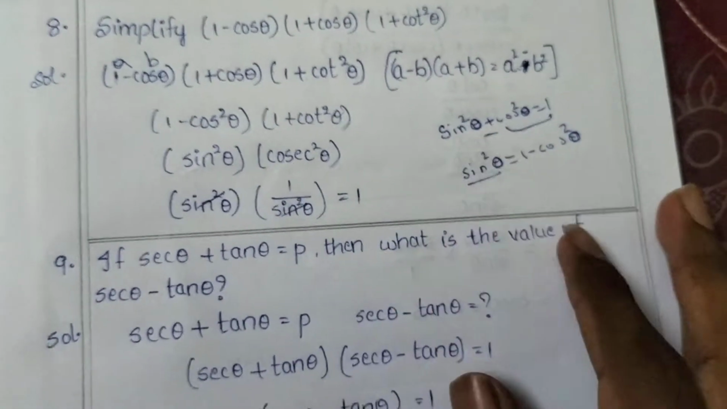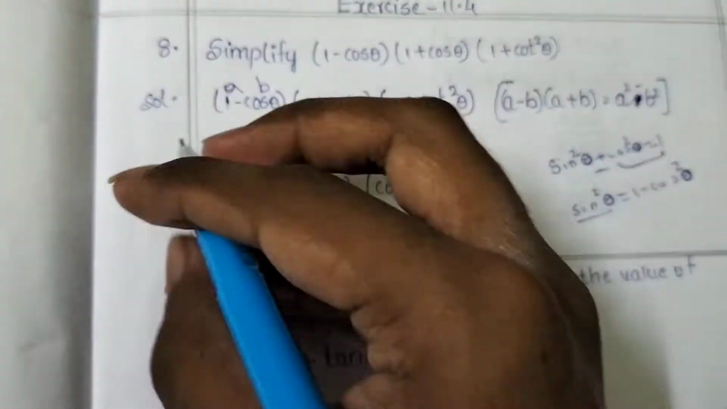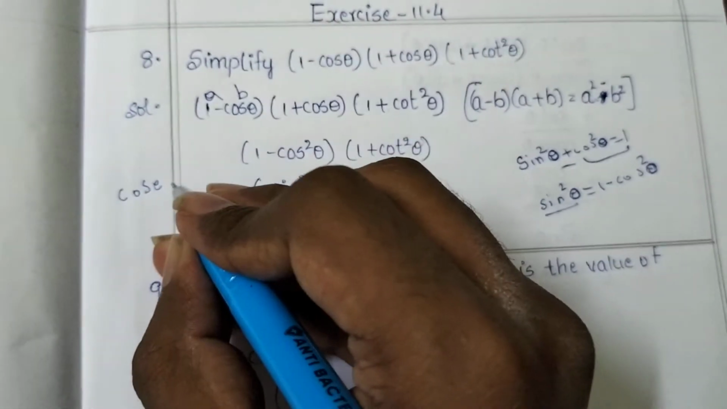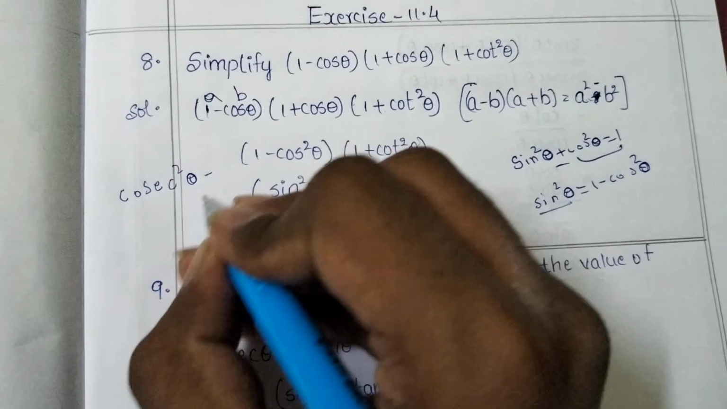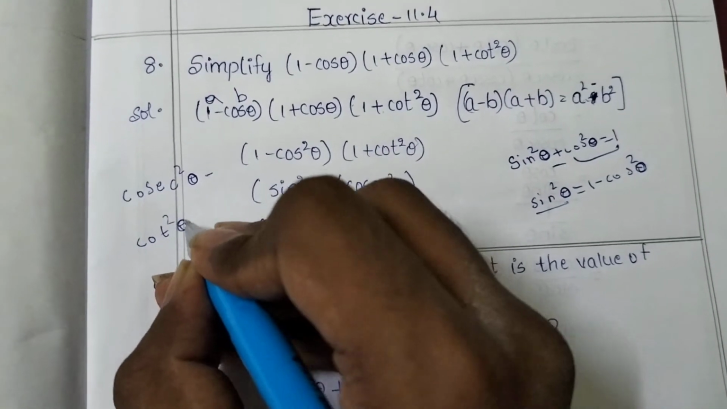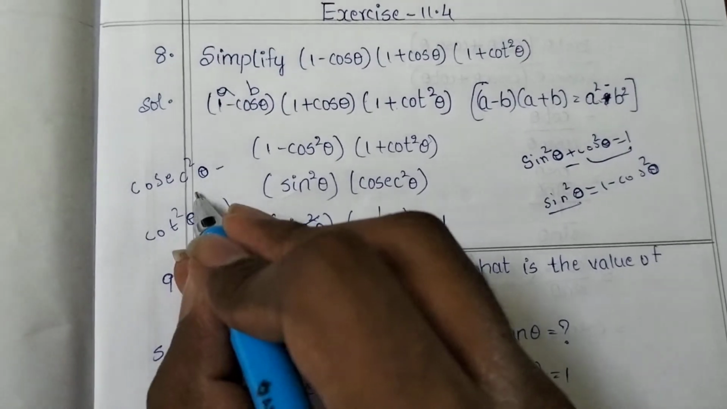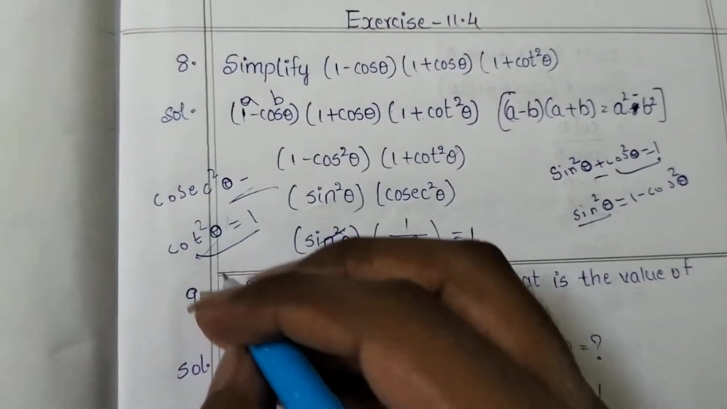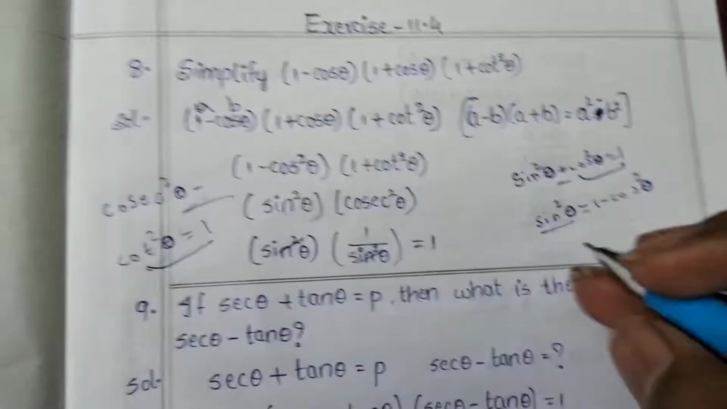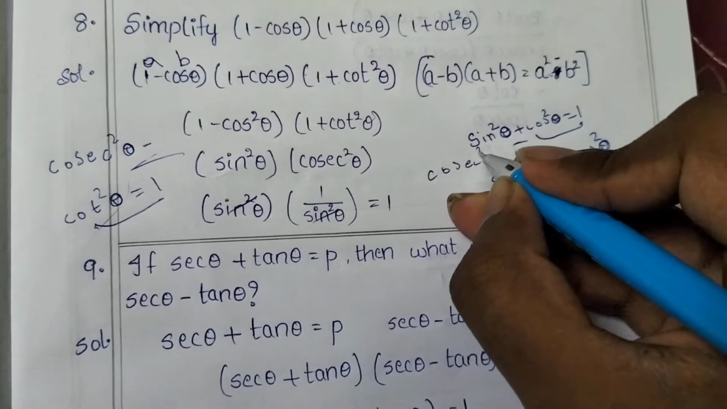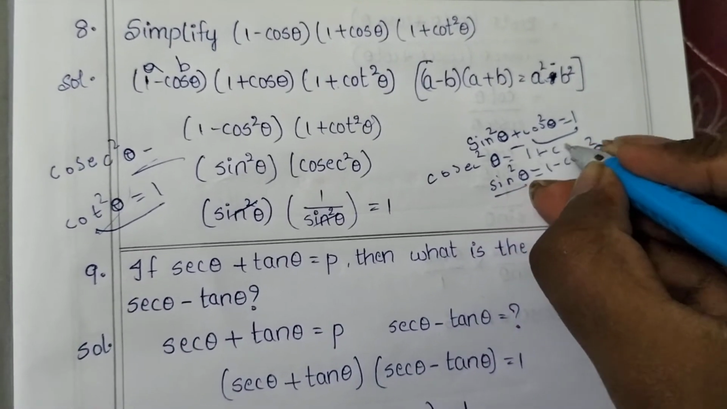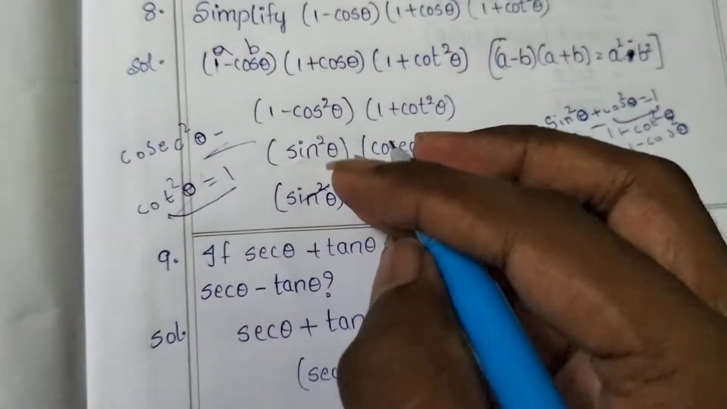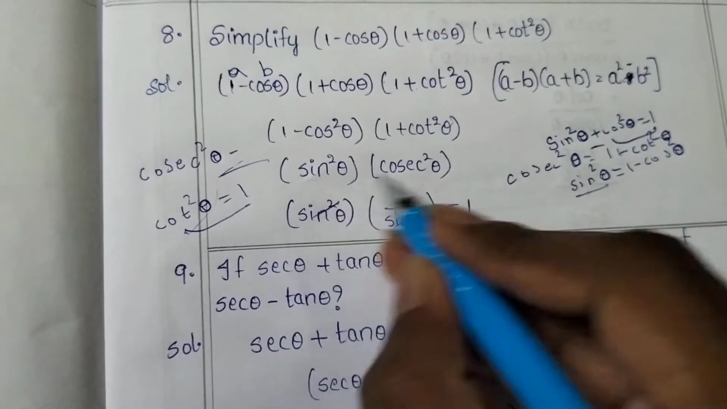Now 1 plus cot square theta, according to identity number 3: cosecant square theta minus cot square theta is equal to 1. Now we need cosecant square theta, so transposing this cot square theta to this side, here it is minus cot square theta, coming here it will become plus. So cosecant square theta is equal to 1 plus cot square theta. So in the place of 1 plus cot square theta, let us write cosecant square theta. In this way, I wrote it.